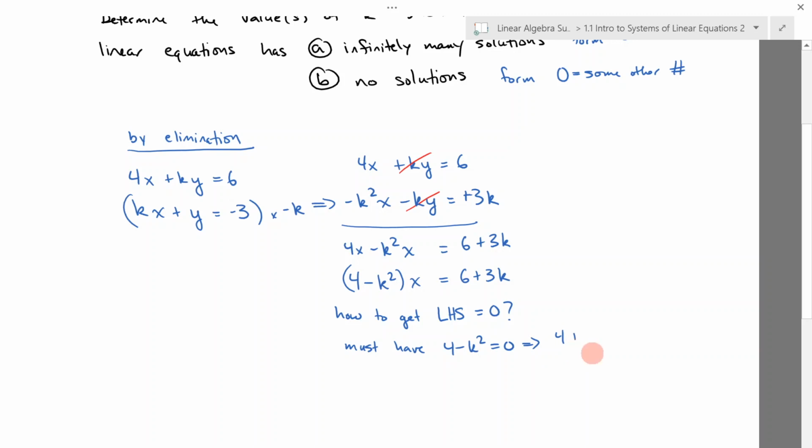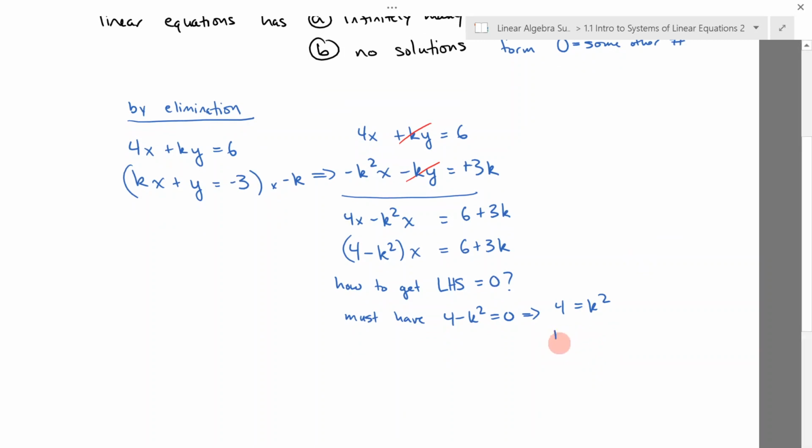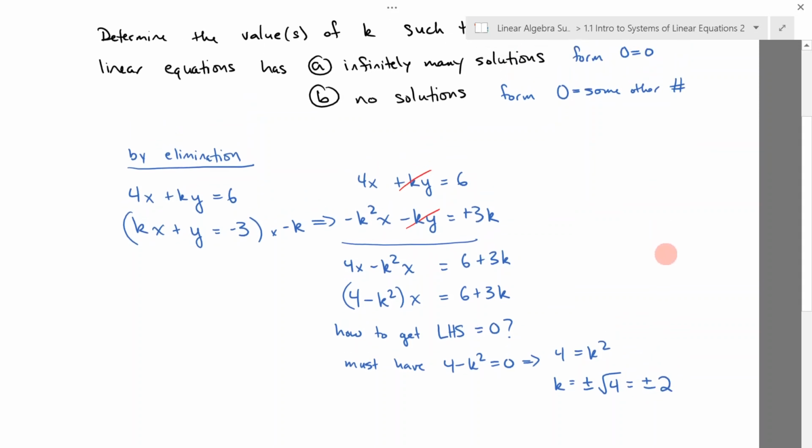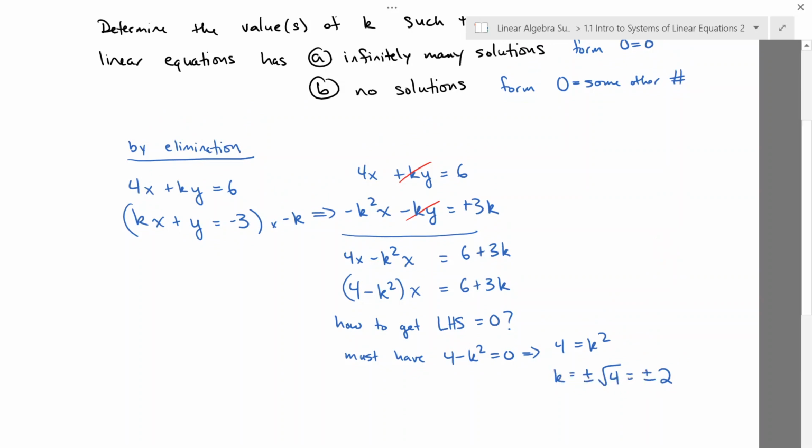So you get 4 equals k squared, and taking the square root of both sides, k has to be plus or minus, because remember, if you take the square root, you need the plus or minus. So square root of 4 is just 2. So k is plus or minus 2. What this is saying is that if k is plus or minus 2, then the left-hand side is equal to 0. And you can see that's the case, right? Because if k is 2, you get 4 minus 4. If k is negative 2, squared becomes a positive 4. And so 4 minus 4 again gives you 0. So both of them produce 0 on the left side.